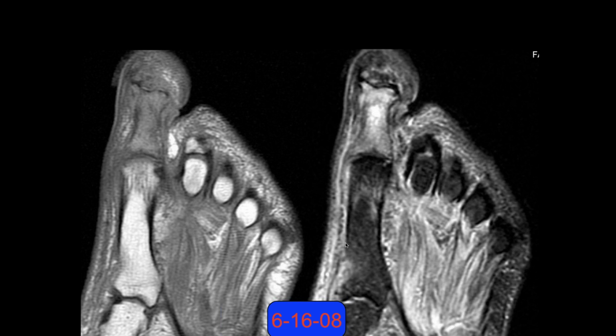Ashley, what do you think of this one? This is on 6/16/08. All right, so here we have some low T1 signal, poor cortical margins of the proximal phalanx of the first digit with increased T2 signal. Some concerning for early osteomyelitis.